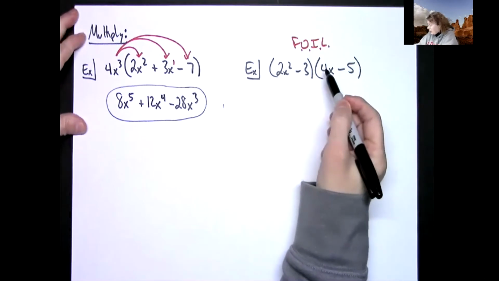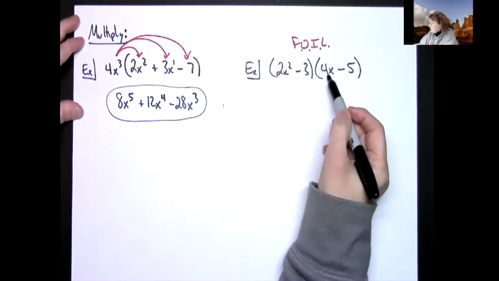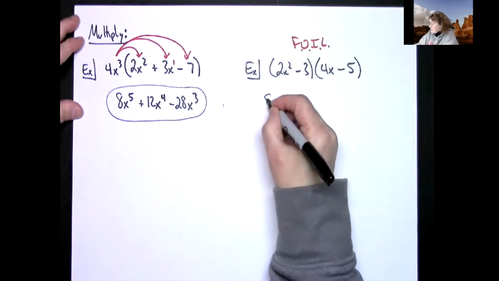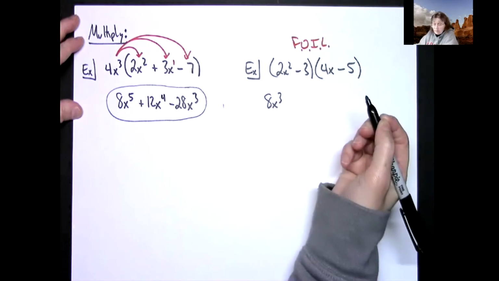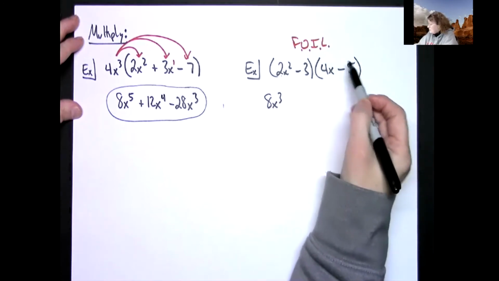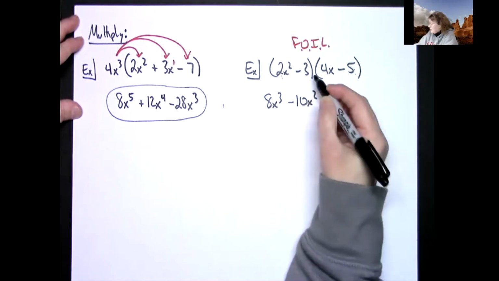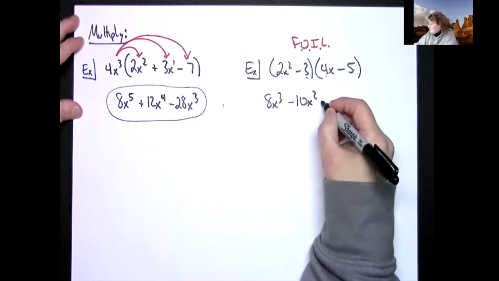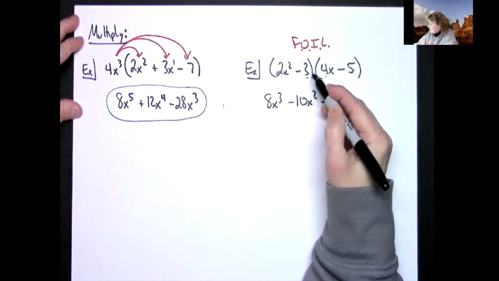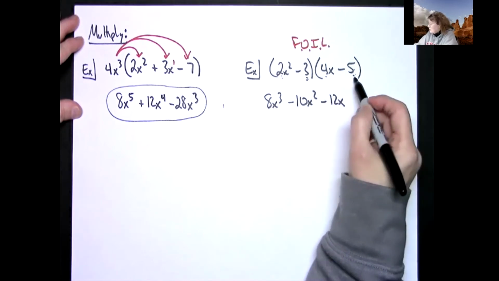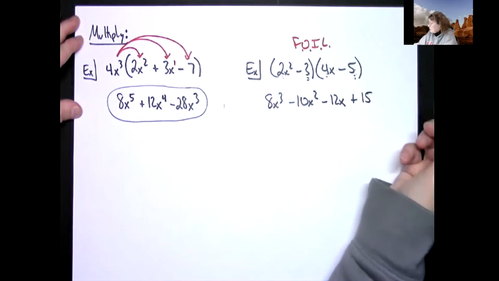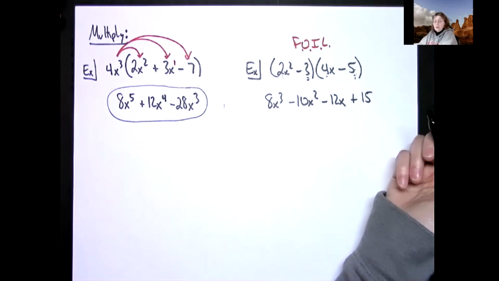All right, real quickly, I'll go ahead and show the FOIL. That would be first terms. That's going to be an 8x to the 3rd. Then I'm going to do outside terms, the ones on the far outside, so a minus 10x squared. Inside terms, minus 12x. And then the last two terms will be a positive 15. Oh, and the way that this one was set up, I don't have any like terms.